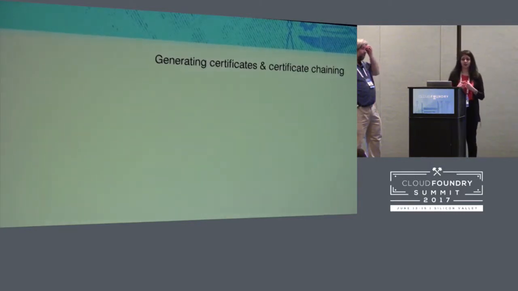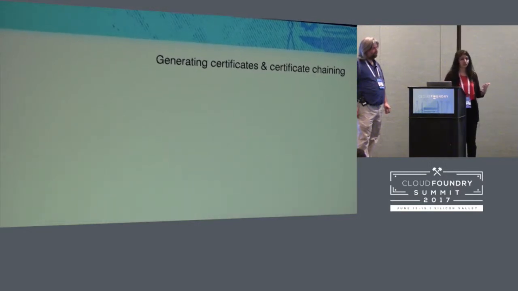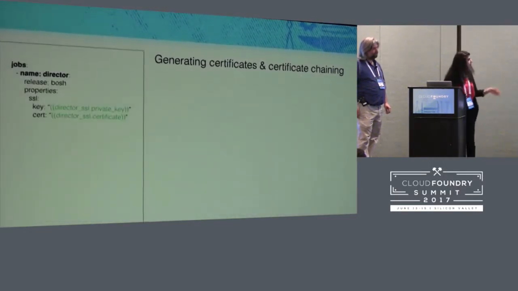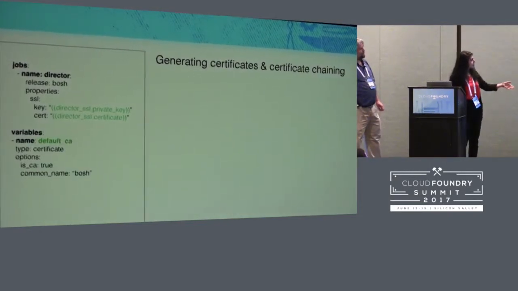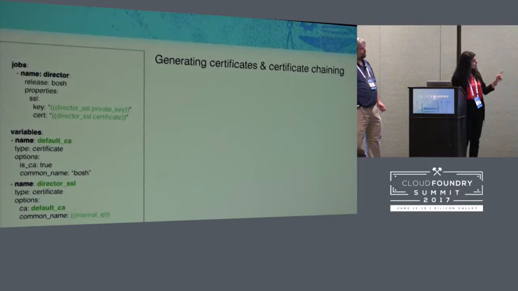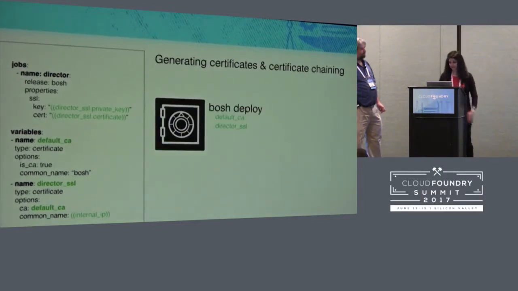Going back to the problem that we talked about earlier with reusing certificates across your deployment manifest, now because of the fact that BOSH can manage all these certificates and generate them for you, we can generate certificates and have certificate chaining. So say you have this example where you have the director SSL key. In variables, you define a certificate, and this is actually the root CA that you're defining. And you can use that root CA to sign the certificates you're generating. So you can actually have separate certificates for each of your jobs. And BOSH takes care of all of that for you. All you have to do is specify the variables and their options, which is pretty great.